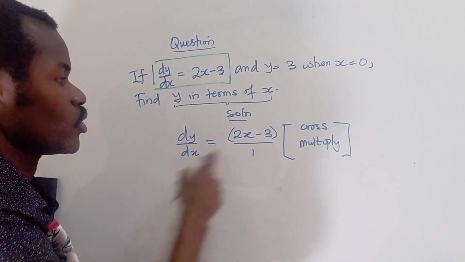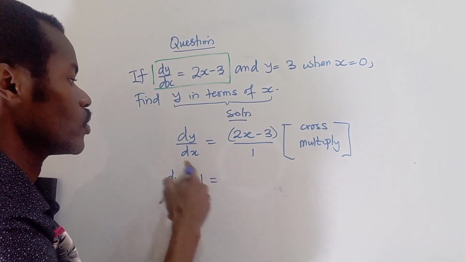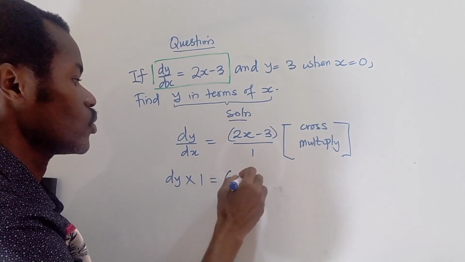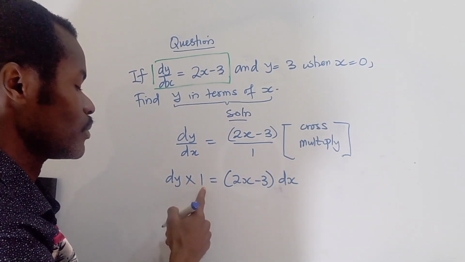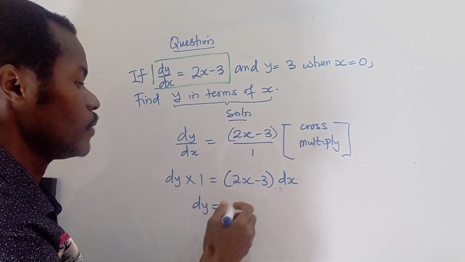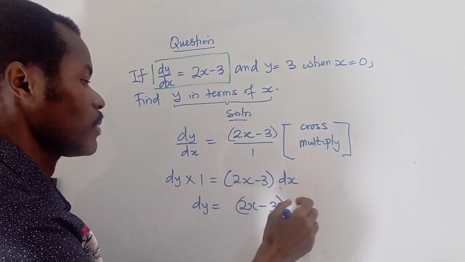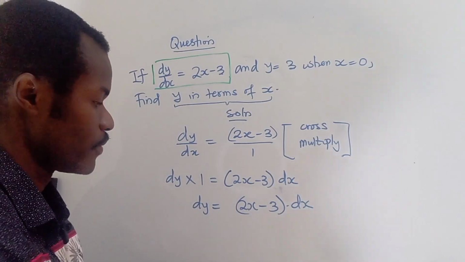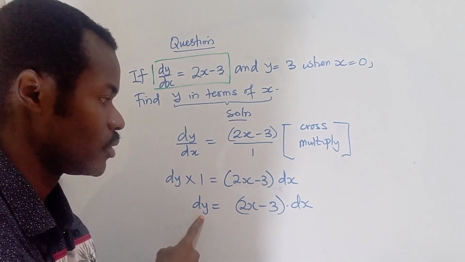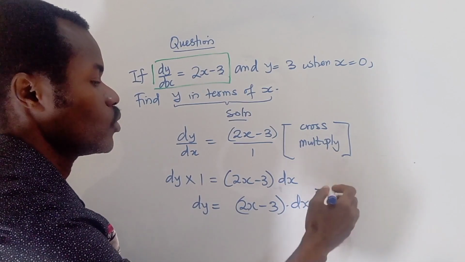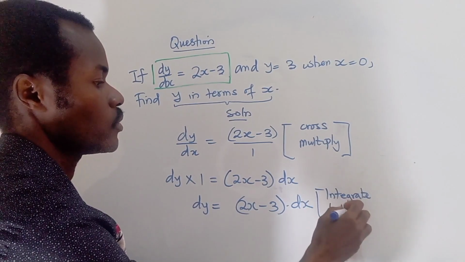So the first step is to cross multiply. 1 times this gives dy times 1 equals 2x minus 3 multiplied by dx. So dy times 1 is still dy, which equals 2x minus 3 multiplied by dx. Now from this equation, how do we make y the subject, or y stand alone? We are simply going to integrate both sides.